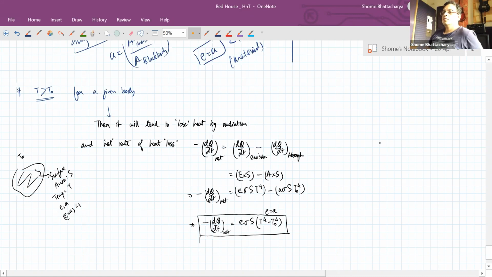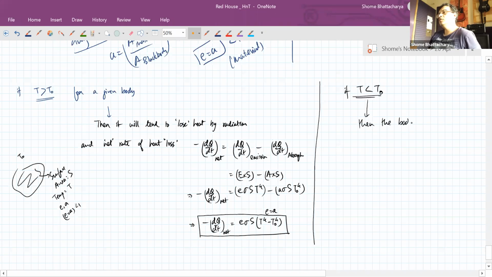Okay. Whereas on the other hand, you can also see that if the temperature of the surface is less than the temperature of the surrounding, then the body tends to gain heat because the absorption will dominate over the emission.